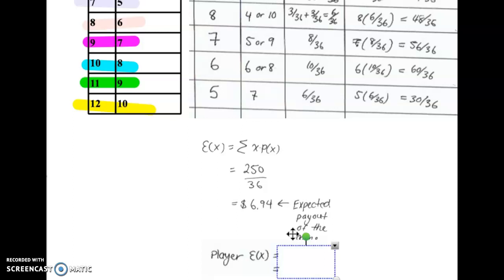But that's not actually what the player wins. That's the expected payout. To take into account what the player wins, we also have to take into account the cost of the game. So I took my $6.94 and I subtracted $7.50. $6.94 is positive because that's what the player would gain. $7.50 is going to be negative because the player loses that when they pay it. So on average, the player is actually losing 56 cents every time they play.